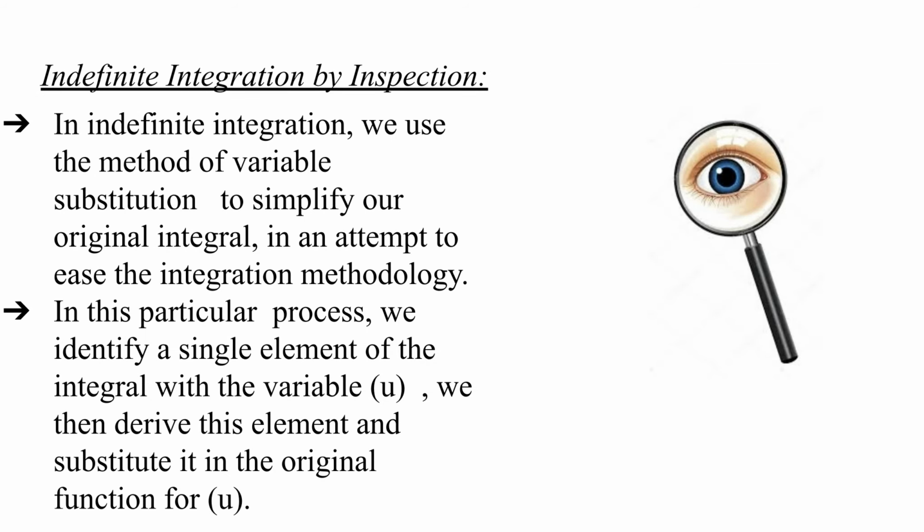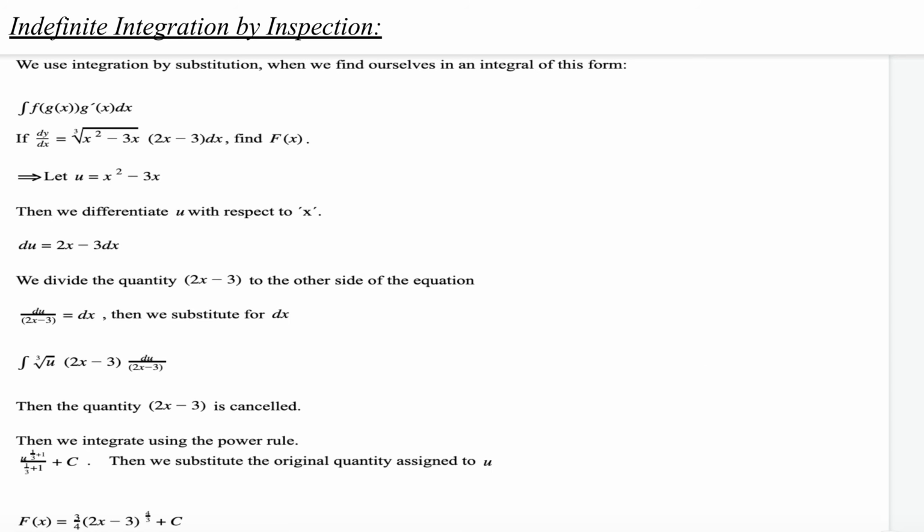Now, we're going to explore another technique in indefinite integration, which is indefinite integration by inspection. In indefinite integration, we use the method of variable substitution to simplify our original integral in an attempt to ease the integration methodology. In this particular process, we identify a single element of the integral with the variable u. We then derive this element and substitute in the original function for u. So, we use integration by substitution when we find ourselves in an integral of this form. Basically like a chain rule in derivatives.